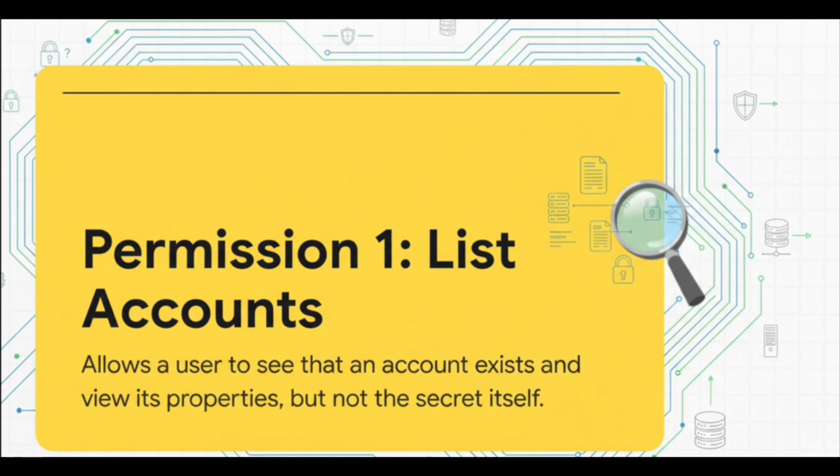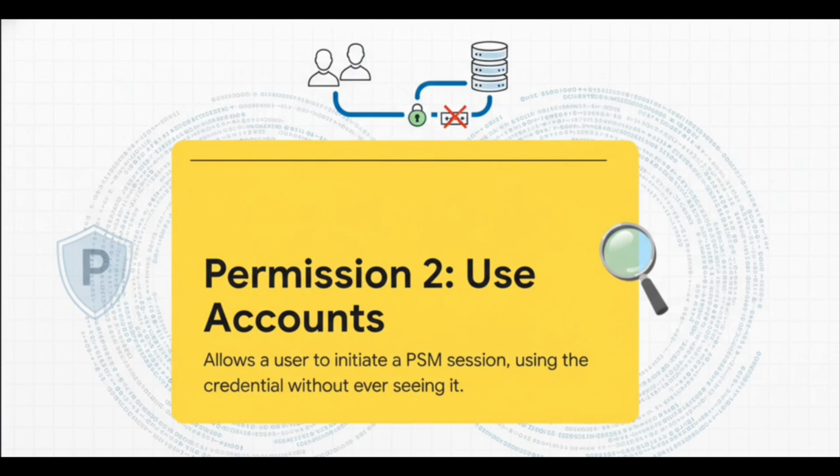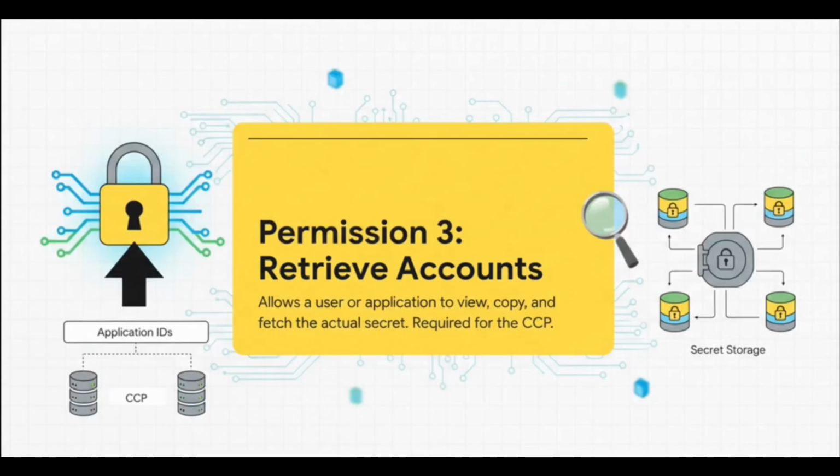No password for you. Next is the use permission. Now, this one is specifically designed for human users who are connecting through the Privileged Session Manager, or PSM. It lets them launch a secure proxied session using a credential, but they never actually see the password. This is only for interactive sessions. The CCP is an API, so if your application only has use permission, its request will be denied. Simple as that.